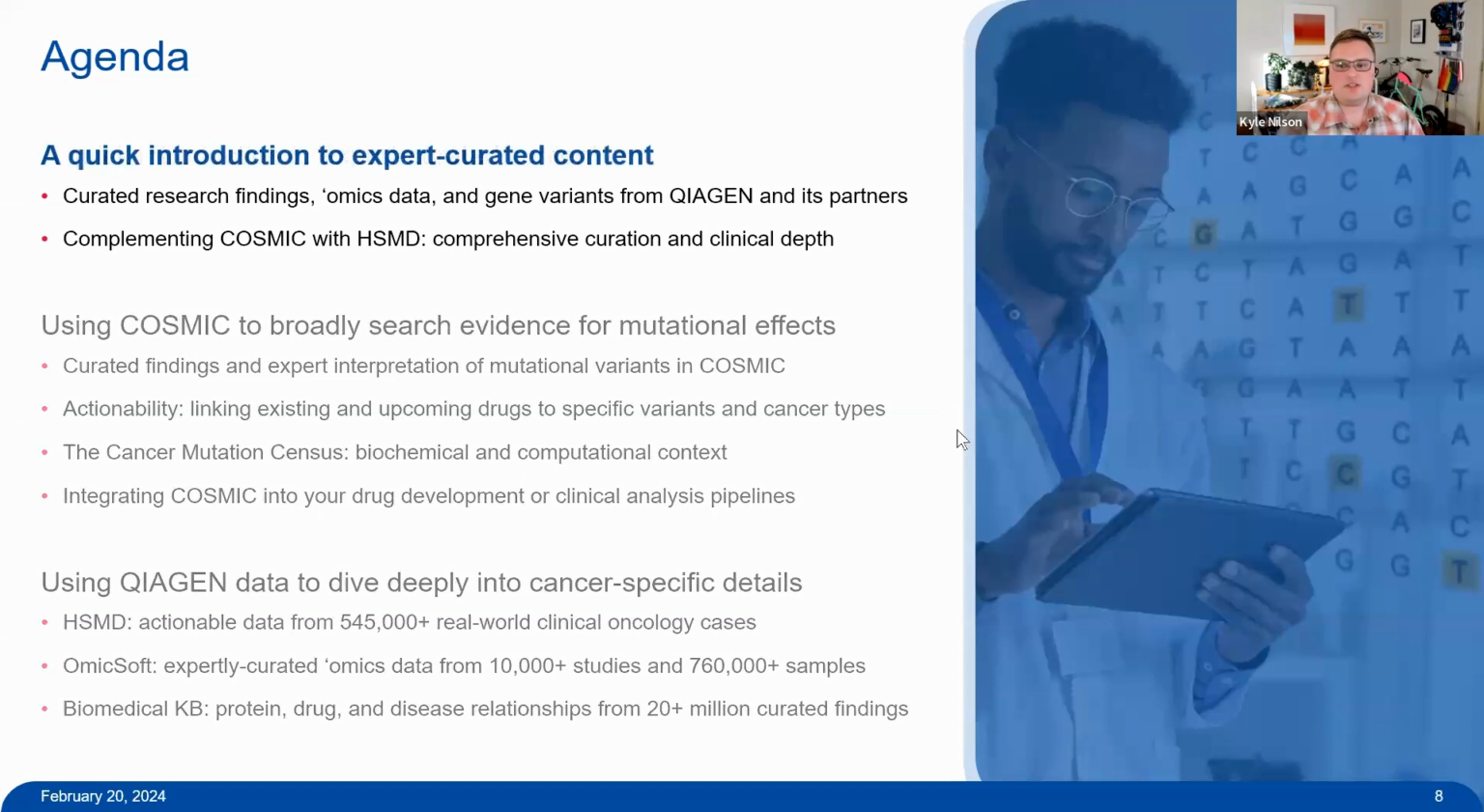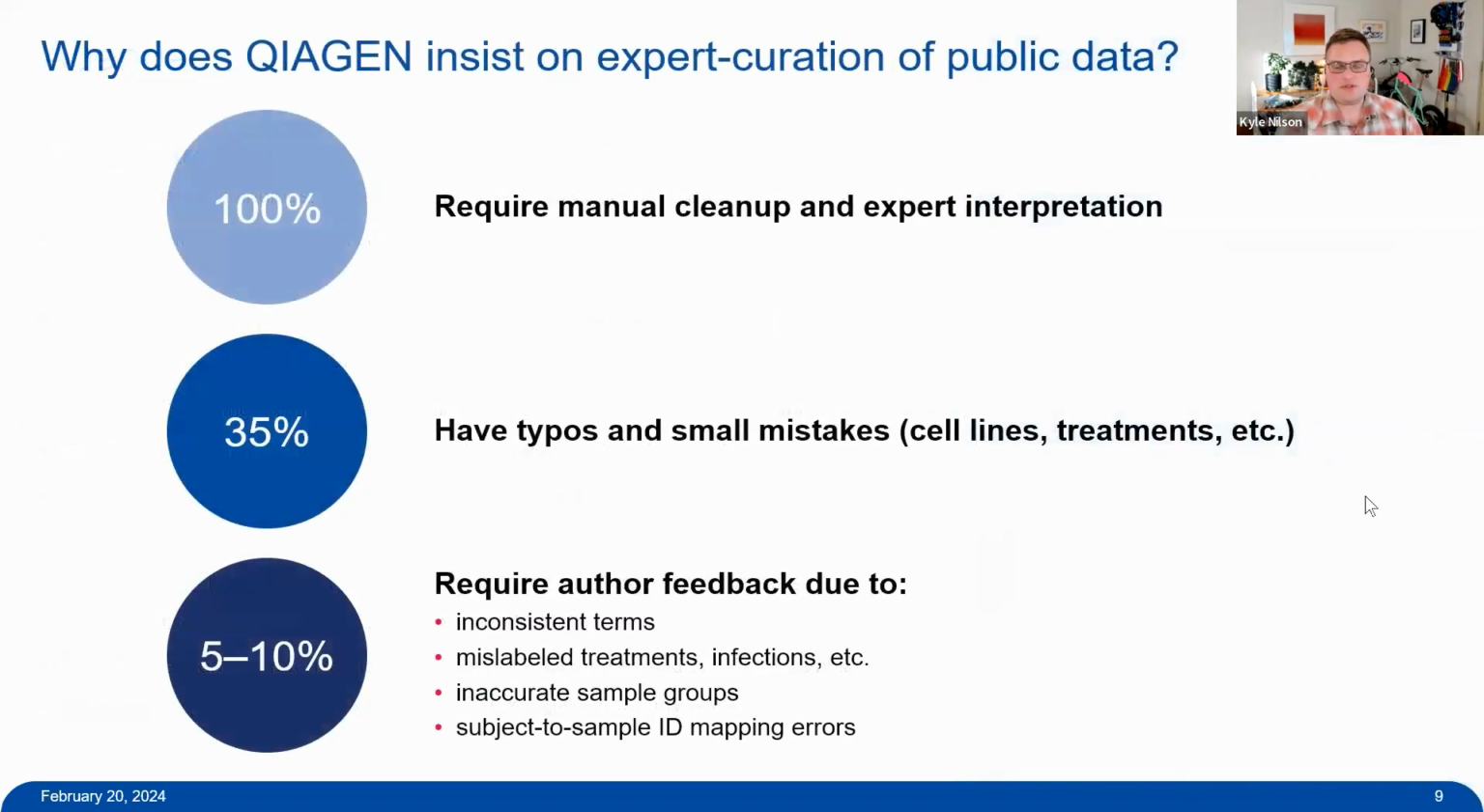But again, first, just that quick introduction. So why do we insist on expert curation of public data? It turns out that it is absolutely essential to have scientific cleanup and scientific interpretation of the results. So about a third of the time, there's usually some sort of mistake that will not be captured by any kind of machine learning or language model ingestion of data.